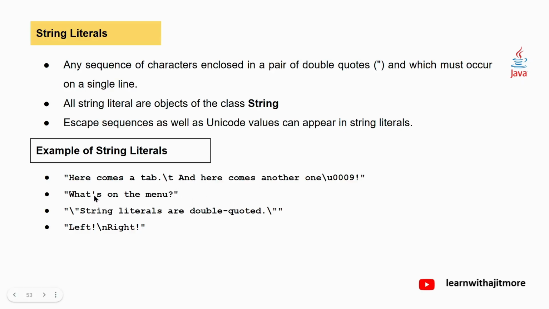Then there is no need to escape a single quote if you are inside a double quote. Means you are using a single quote in a double quote, no need to escape. But if you are using a double quote within a double quote, then you have to escape it with a backslash. And here backslash n acts like a non-graphic character. It will put the text on the next line, right?